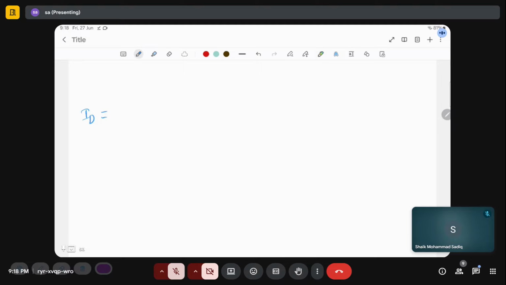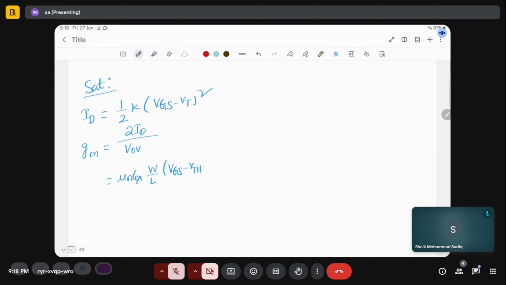ID is half K times (VGS minus VT) whole square. This is for saturation. We have our gm equations: gm is 2ID by VOV, which is root of 2 mu n Cox W by L times ID, or mu n Cox W by L into (VGS minus VT).